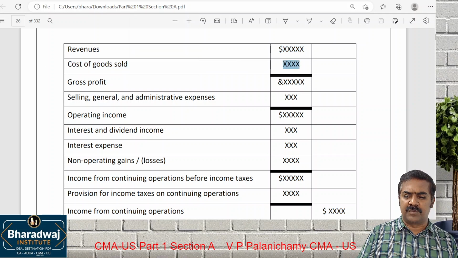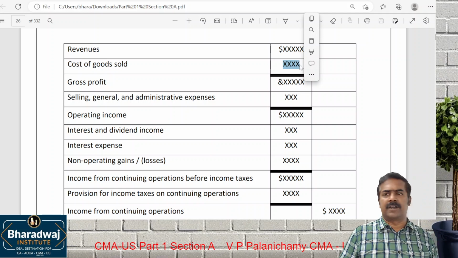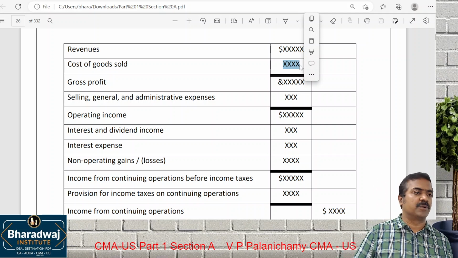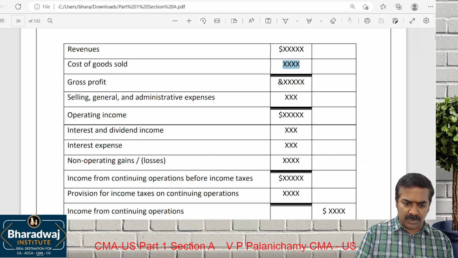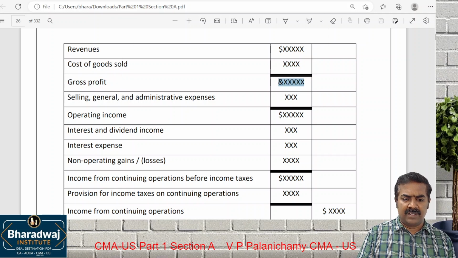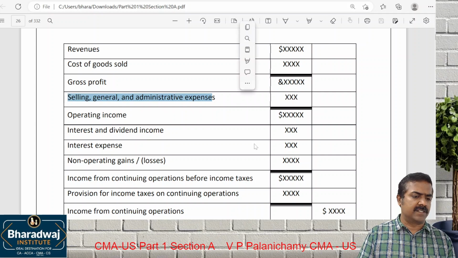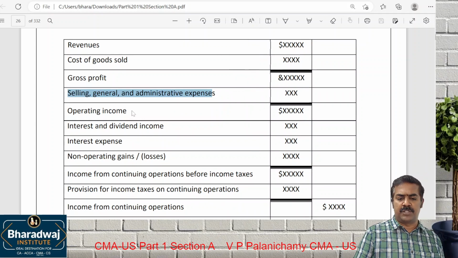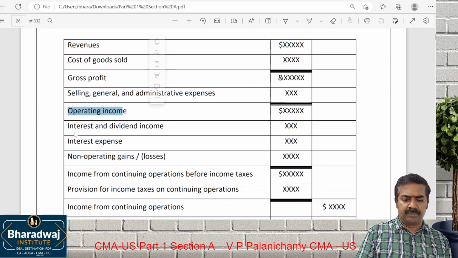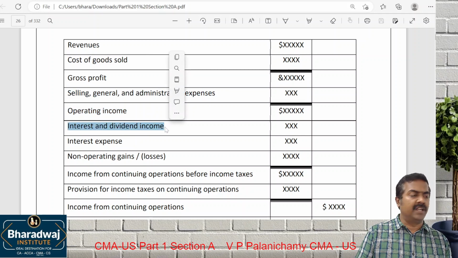What do you mean by cost of goods sold? Opening stock plus purchases minus closing stock will give us what? Cost of goods sold. Sales minus cost of goods sold will give us what? Gross profit. Then deduct other operating expenses like selling, general administration expenses. You will get which one? Operating income.